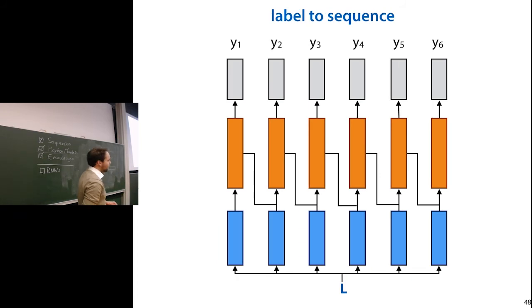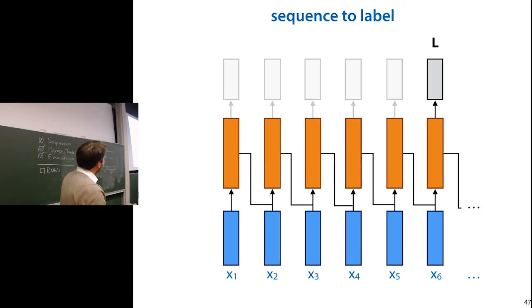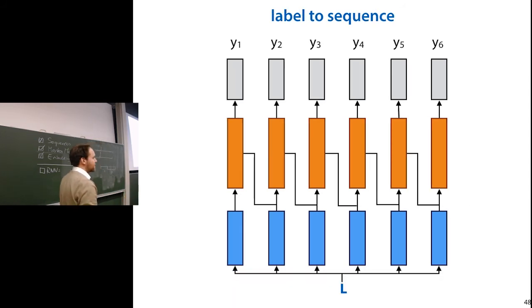You can do the other way around. So if you have a label and you want to output a sequence, for instance, you want to generate poetry in some style, you input the style. Strictly for symmetry, you might want to put just the label here and output the sequence, but actually it works a little bit better if you give the network the same label on every input. So you just pick some label, let's say Shakespeare, you give it that label on every input, and then you generate a sequence, and it uses its memory to give you a different output every time step.